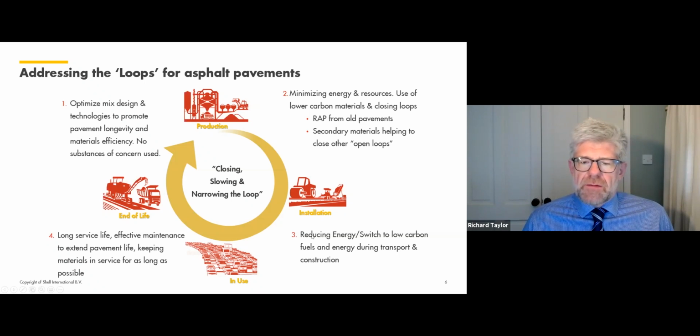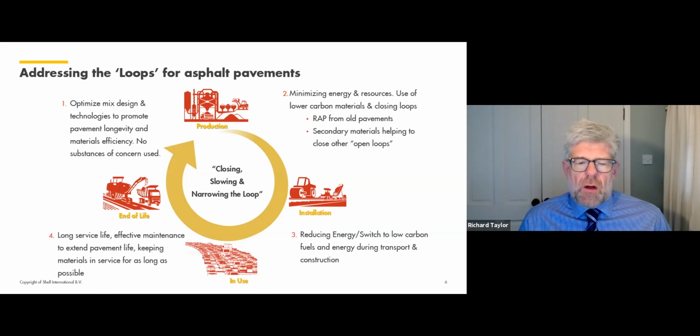At the installation side, we can reduce the energy, switch to low carbon fuels during the installation, during transport, during construction, and then rather crucially here, this longer service life, effective maintenance to extend that pavement life, preservation techniques, the things that can keep the material in service for as long as possible to slow the loop. And this is very important, because every time we go around the cycle, we incur the new materials required, the new energy required, the activity goes around the cycle again, creating more potential environmental impacts and costs.